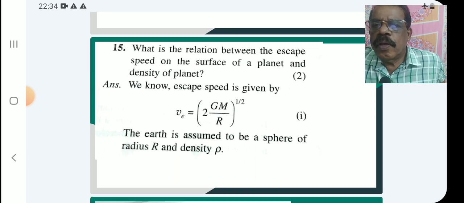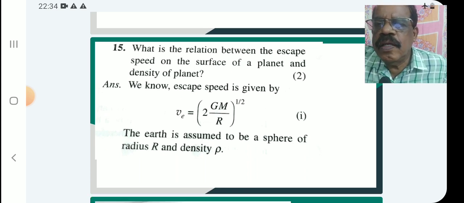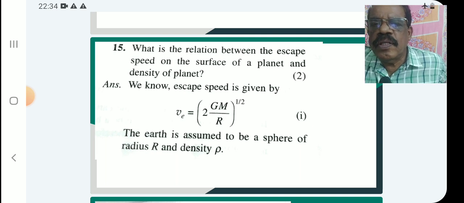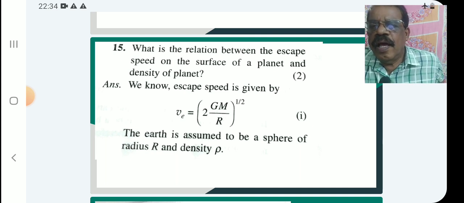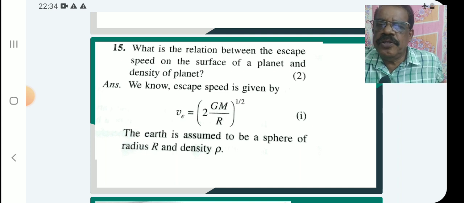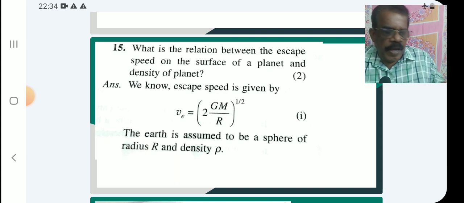Next question, what is the relation between the escape speed on the surface of a planet and the density of planet? What is the relation between the escape speed on the surface of a planet and density of a planet.